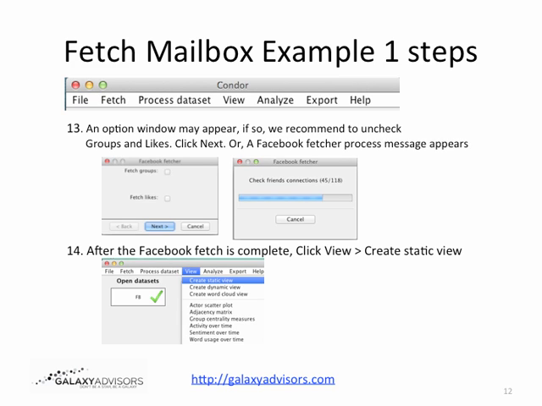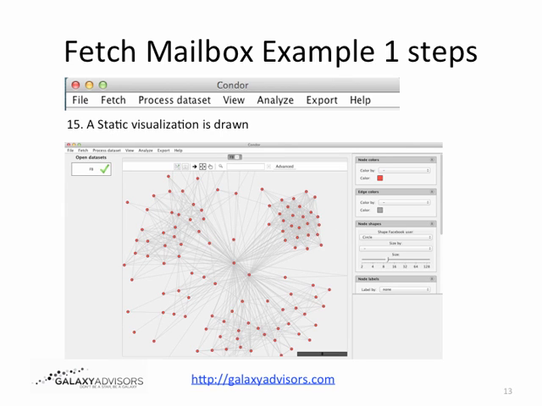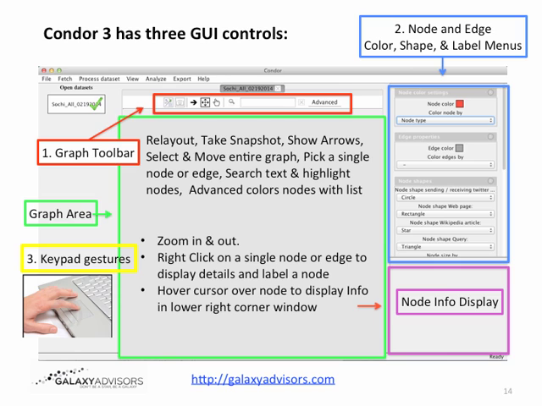In step 14, after the Facebook fetch is complete, click the View menu on the main menu and click Create Static View, that first option. In step 15, a static visualization is drawn, and at this point we'll talk about how to use some of the side pick menus to adjust the graph.